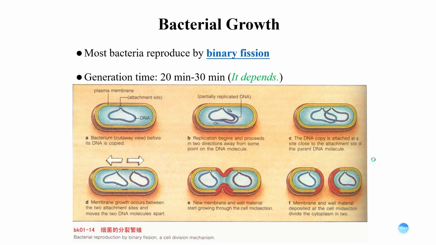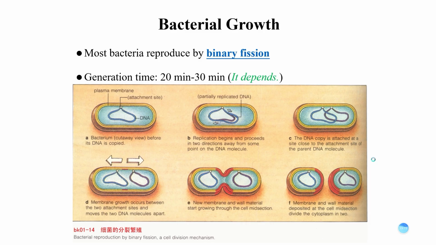Binary means two, right? Like bi means two. So binary means two. Fission means, anyone know the meaning of fission? Split, right? So binary fission means split from 1 to 2. So that's how the bacteria reproduce.